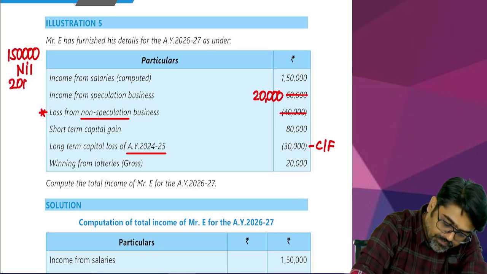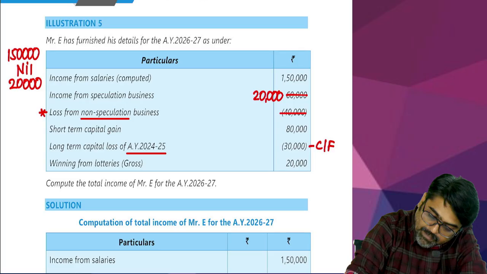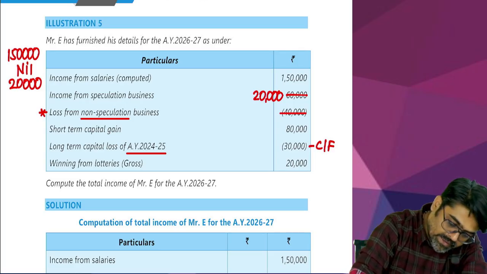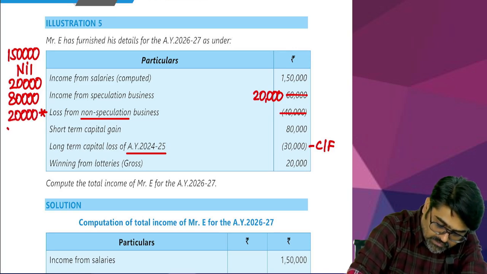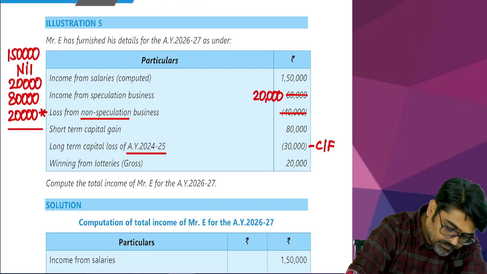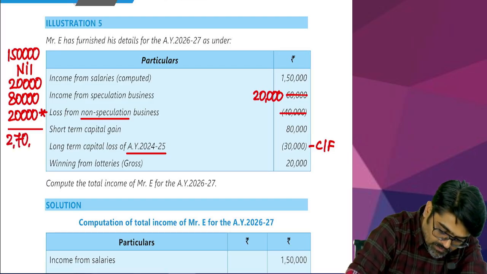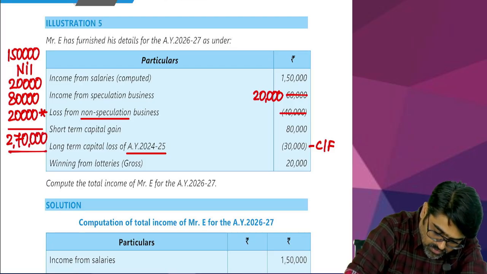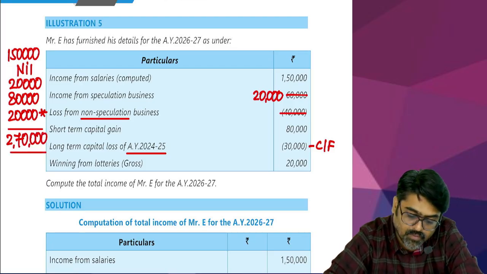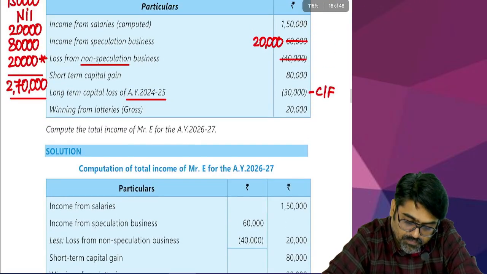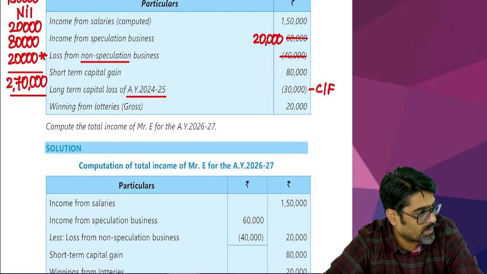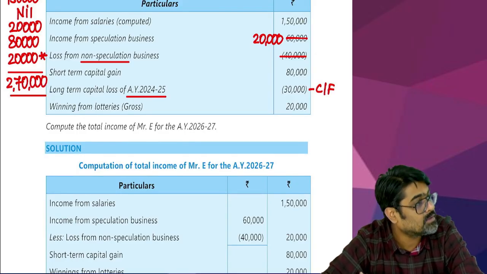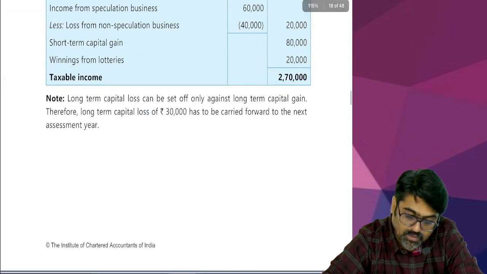Do you have capital gain income? Yes. You have capital gain income of 80,000. Do you have any income from other sources? Yes. You have 20,000 income from other sources. Done, sir. Total 2 lakh. This will be your total income. And how many losses are carried forward? Only one. Which loss? Long-term capital loss. That will be carried forward for the next year, third year. No other loss of this year is getting carried forward. So what is your final income?